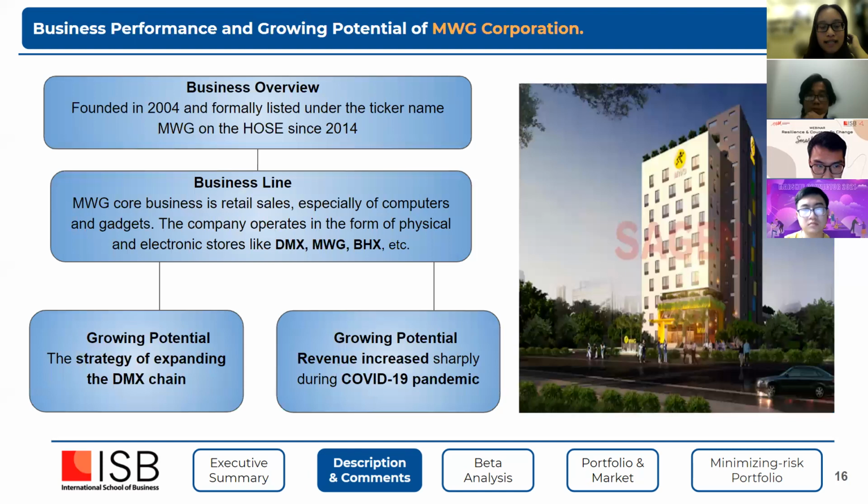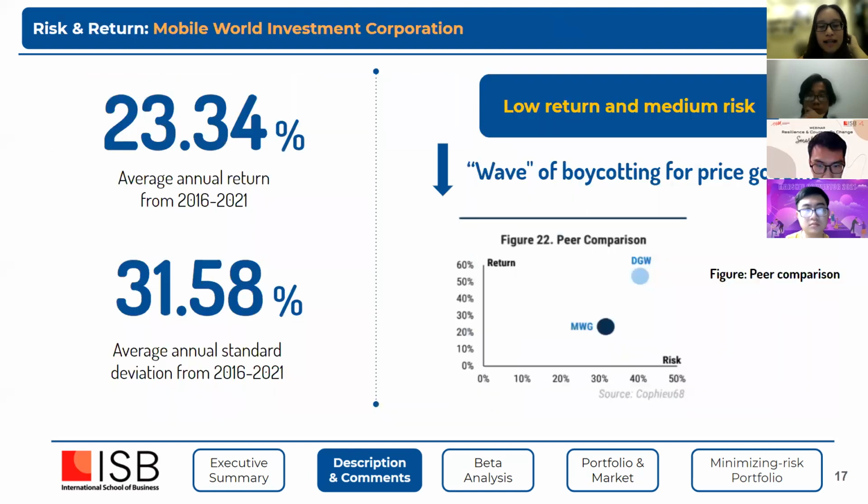However, Mobile World clearly let these years become wasted potential because its expected return was only around 23.34% for the period, the lowest in the watch list. The stock dispersion was at a medium level at 31.58%, which is pretty close to the watch list average.